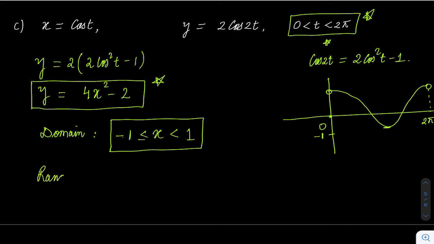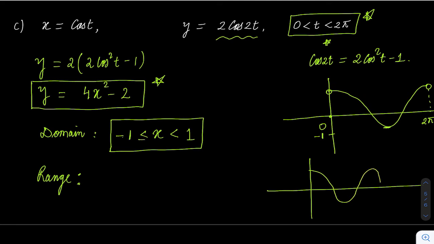Okay. Range. So range means we have to find the range of this. Okay, again the same logic I will use. t is from 0 to 2 pi. So 2t is from 0 to 4 pi. So if I draw the graph, okay, let me draw it again. If I draw the graph from 0 to 4 pi, it will be something like this. 2 pi, 3 pi and 4 pi. So this is 2 pi. This is my 4 pi.